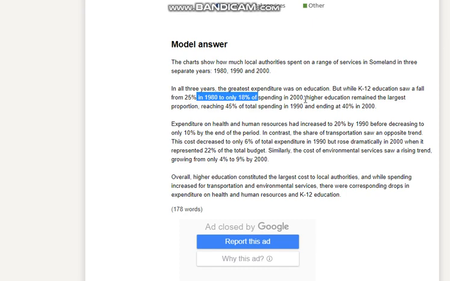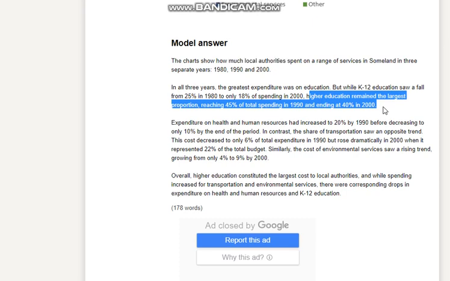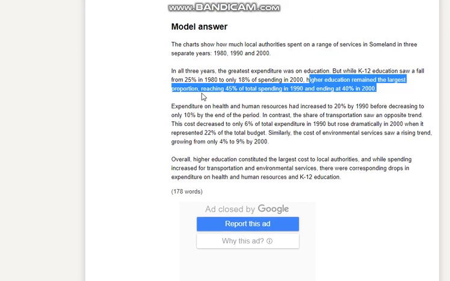Higher education remains the largest proportion, reaching 45% of total spending in 1990 and ending at 40% in 2000. It is possible to memorize that structure or get used to using that structure in your writing. And also it is possible to use parentheses to add the percentages to make it way more detailed. If you don't add them, it means you miss something. You must use the numbers, otherwise it is not an IELTS task 1.